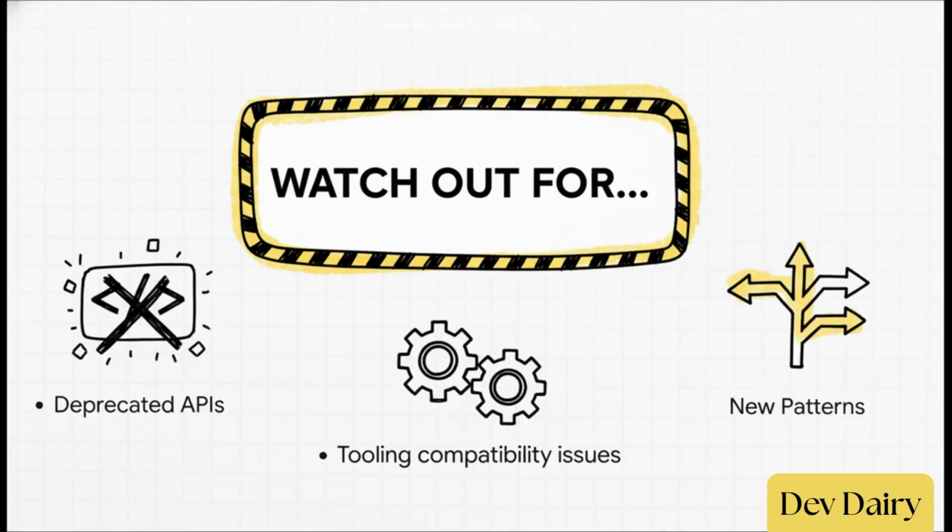But of course, it's not all just magic. With any big upgrade, you've got to watch out for a few things. A heads up, some older APIs you might be using are going away, so you will need to refactor that code. You'll also want to double-check that your tools, your linters, your bundlers, the whole shebang, are ready for React 19. And yeah, you'll need to wrap your head around some new, more efficient patterns.